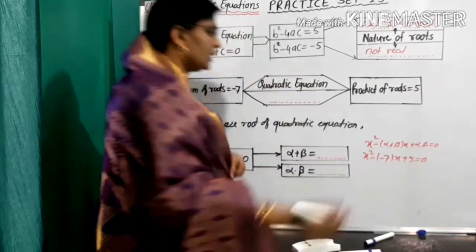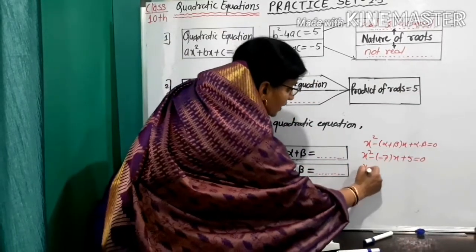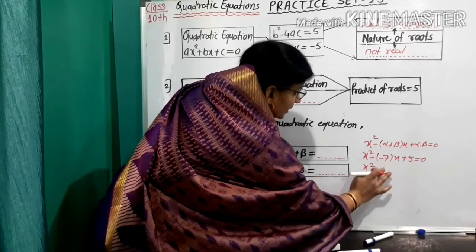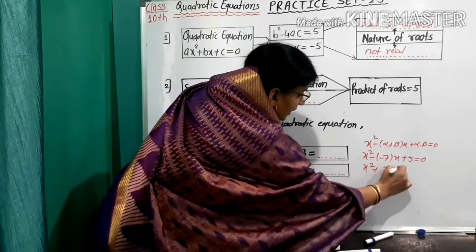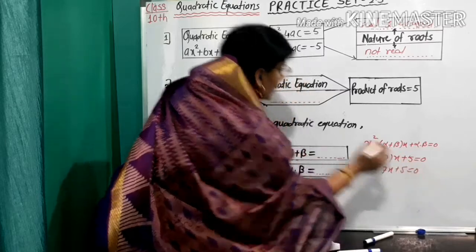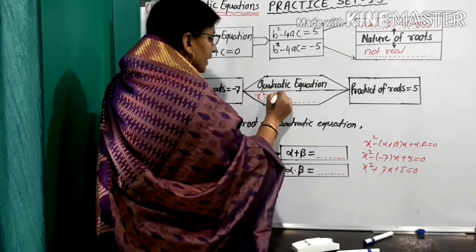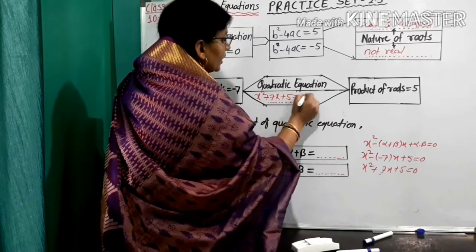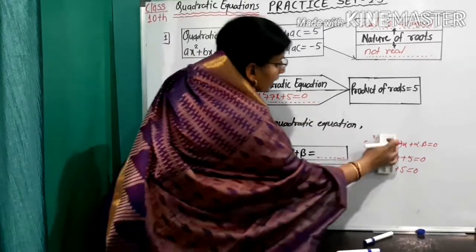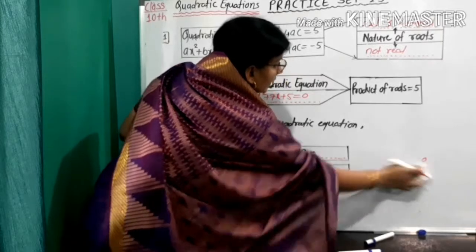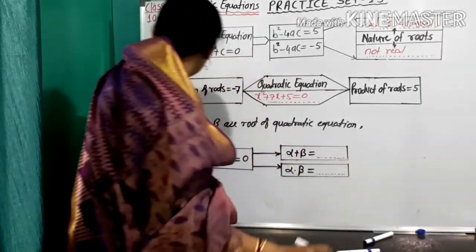equal to 0. Therefore, the equation is x square plus 7x plus 5 equal to 0. Therefore, here x square plus 7x plus 5 equal to 0 is the required equation. Then see example number 3.